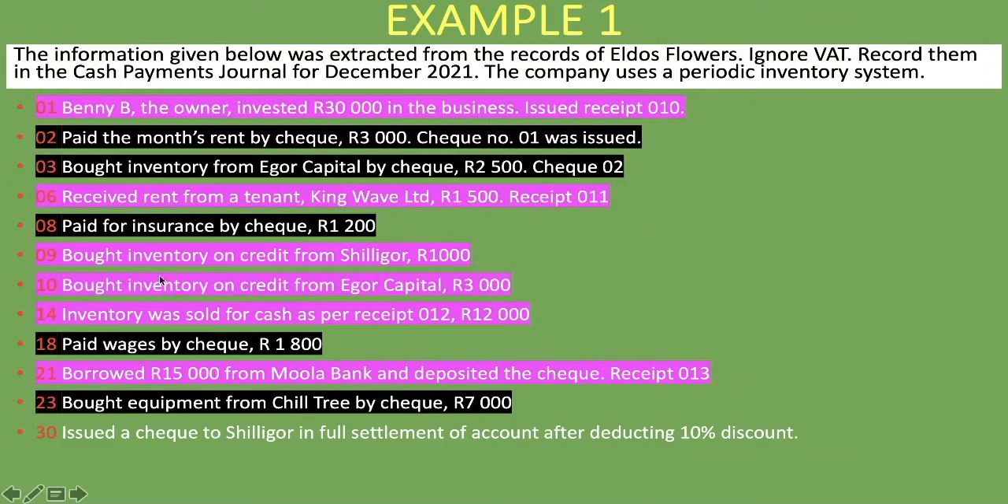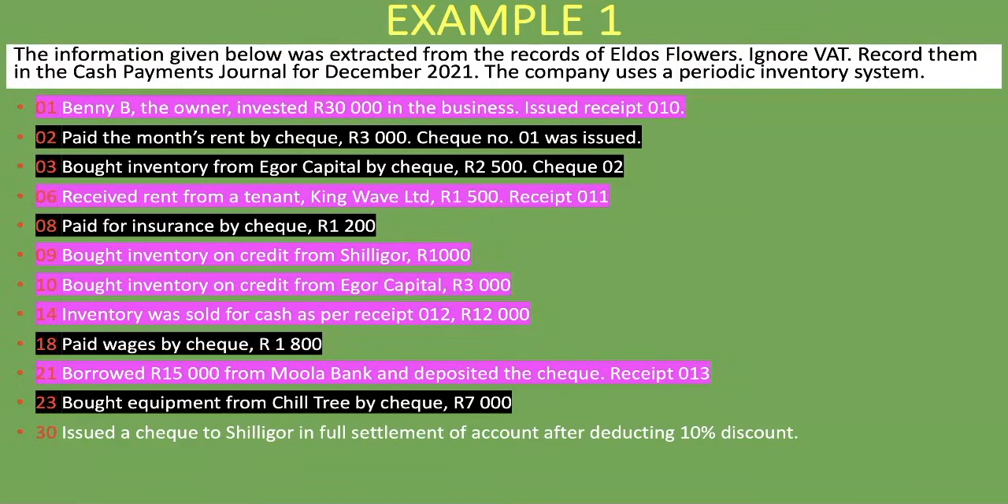And if you look back, you'll see that on the 9th, we bought inventory on credit from Shiligo. And that's the only place we find Shiligo there, which is a supplier, because we're buying inventory from them and we bought it on credit. So we owed them how much? 1,000 rand as per the 9th. You can see we bought it on credit from them and it's 1,000 rand. So since we owed them 1,000 rand, we have fully settled that 1,000 rand.